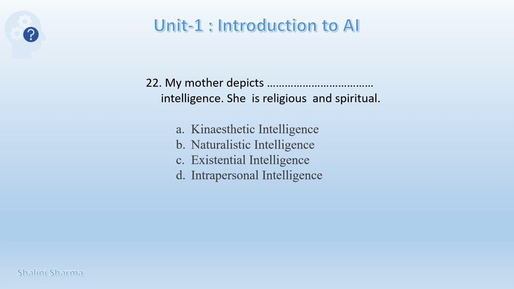My mother depicts this type of intelligence. She is religious and spiritual. A option, kinesthetic intelligence. B, naturalistic intelligence. C, existential intelligence. D, intrapersonal intelligence. And this type of intelligence is referred to as existential intelligence.